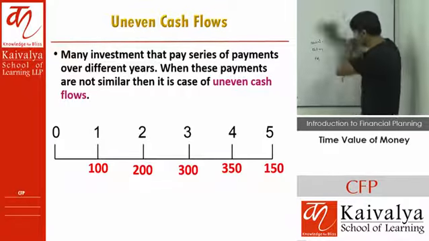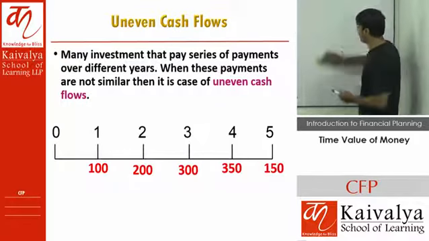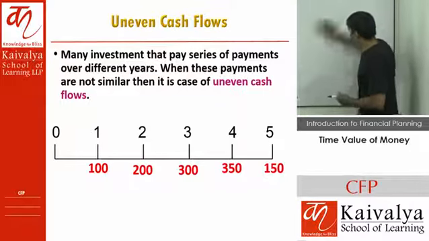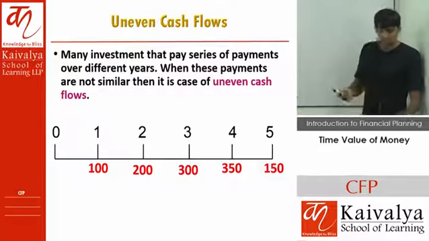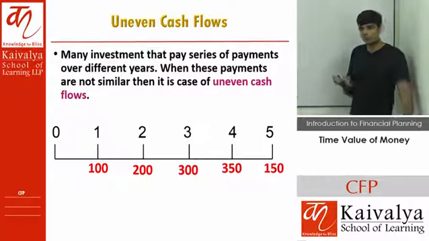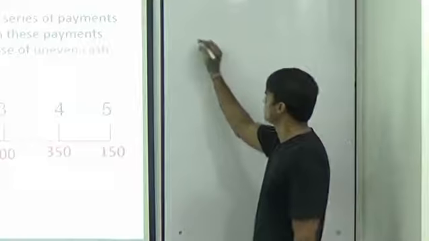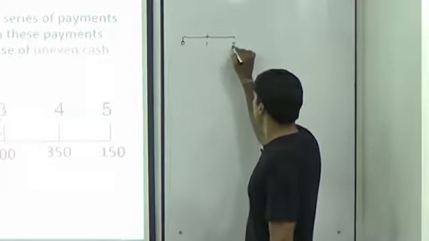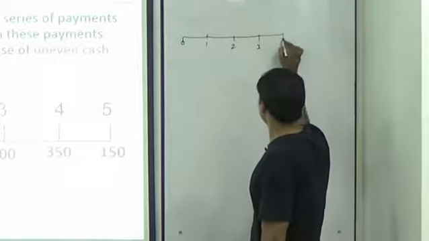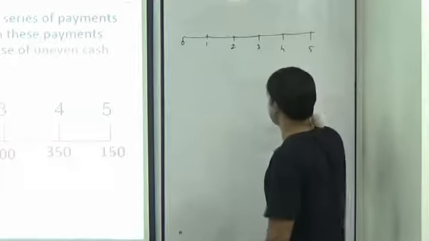So you are investing in this particular pattern, and all we have to find out is the amount of accumulation at the end of fifth year, assuming rate of return to be 10%. Okay, so let's take this on timeline once again. So it is 0, then say 1, 2, 3, 4 and 5.